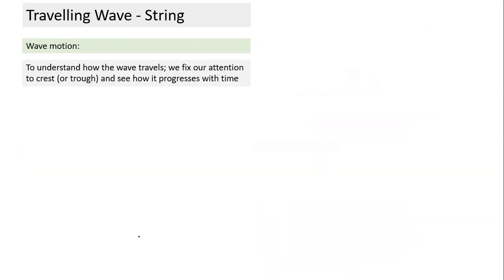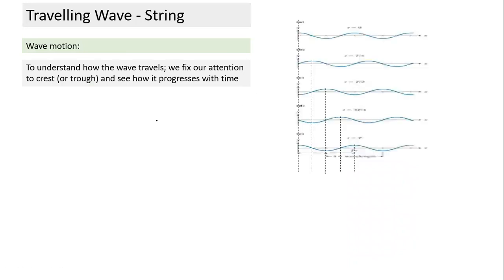Let's understand wave motion. So how do we understand wave motion? There's particle motion. In the case of a string, every particle in the string undergoes SHM in a direction perpendicular to the length of the string. Now let's see how a wave travels. Say at a particular instant we take a snapshot. This is how the wave looks.